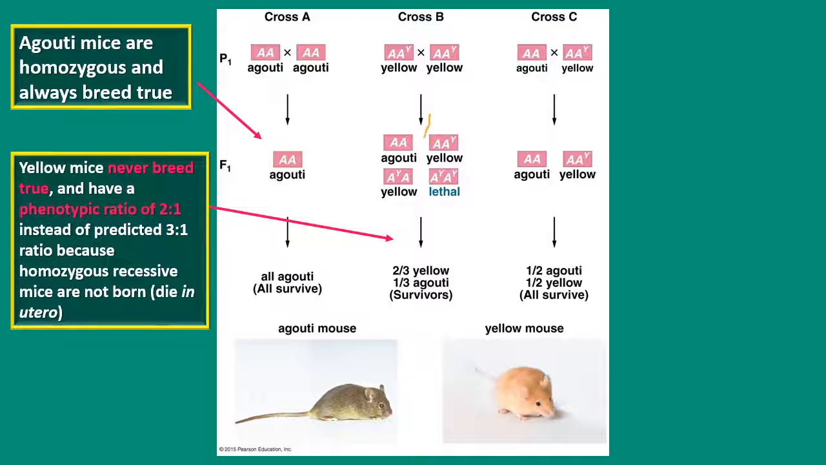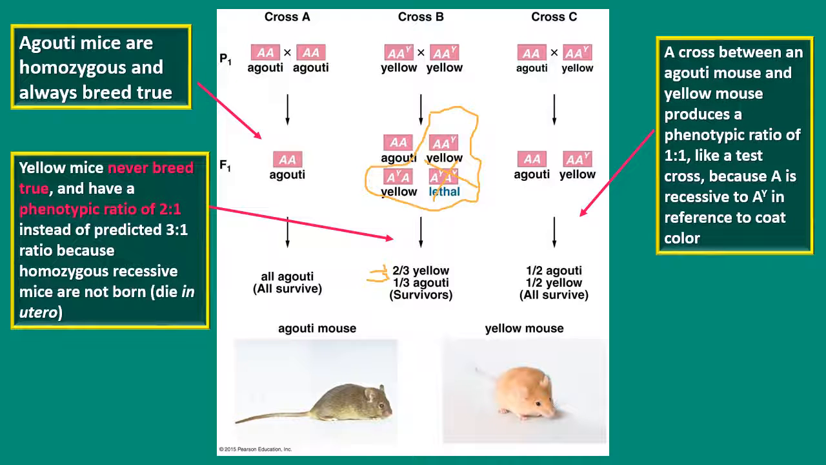And note that normally, if you took two heterozygotes and crossed them, you would have that 3-to-1 ratio. But instead, we see a 2-to-1 ratio of yellow to agouti. And that's in part because this lethal allele here, these mice die. They don't survive. So that's where we get that 2-to-1 ratio instead of the typical 3-to-1 ratio we would expect.